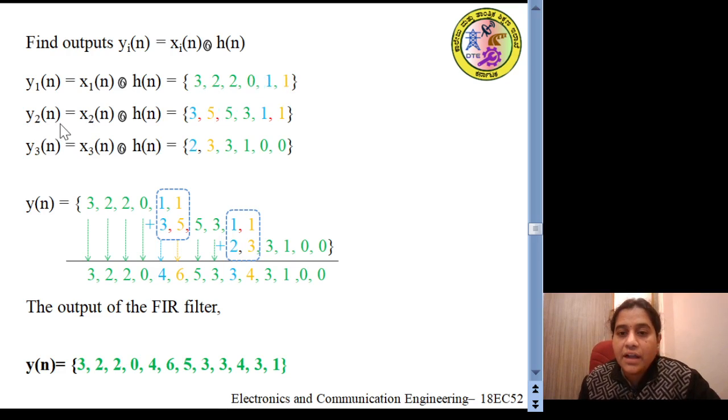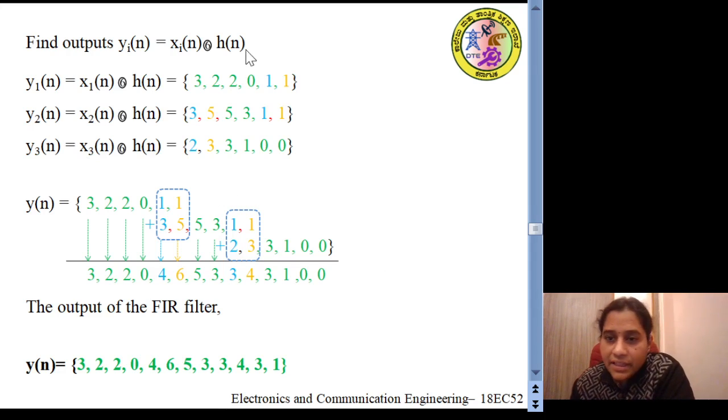Similarly, the second block of data can be obtained by 6-point circular convolution of x2 of n with h of n. We generate the square matrix of x2 of n and multiply it directly with the column matrix h of n. We obtain the samples 3, 5, 5, 3, 1 and 1 of our second block of output. Similarly, the last output block y3 of n can be obtained by 6-point circular convolution of the third input block with the system impulse response h of n. The square matrix x3 of n is multiplied with the column matrix h of n to obtain the samples 2, 3, 3, 1, 0 and 0.